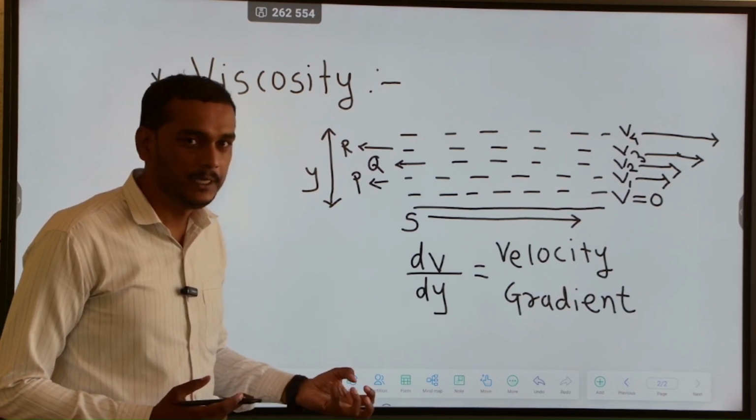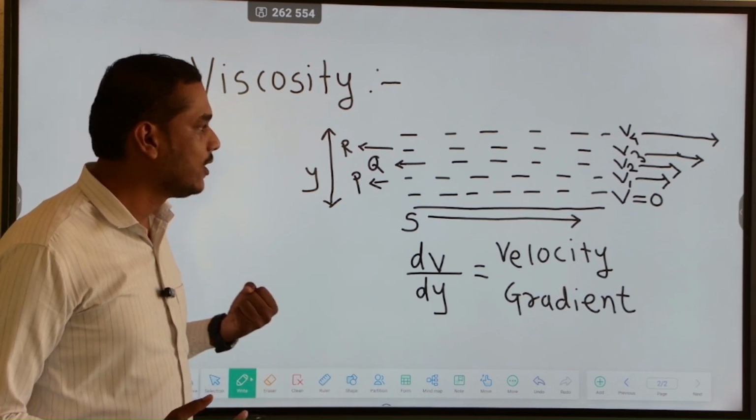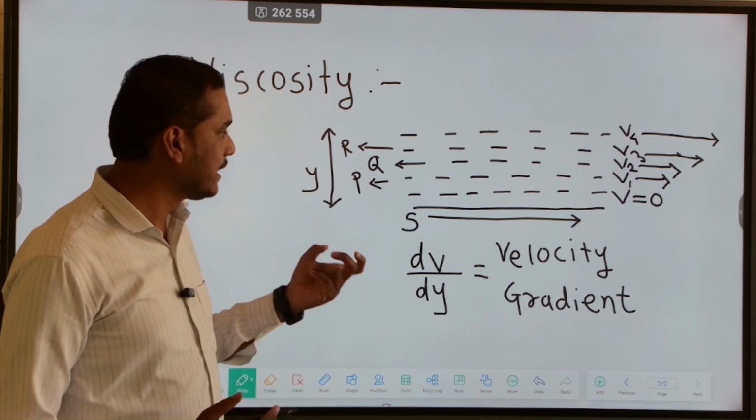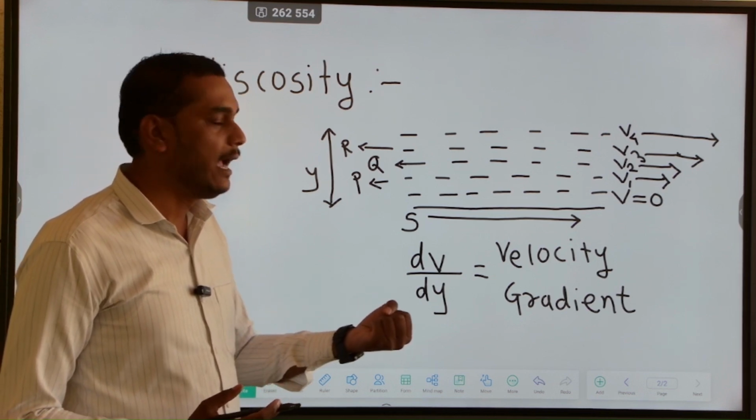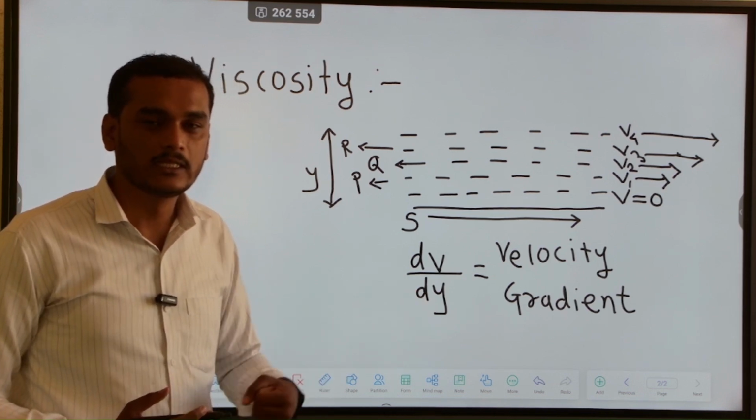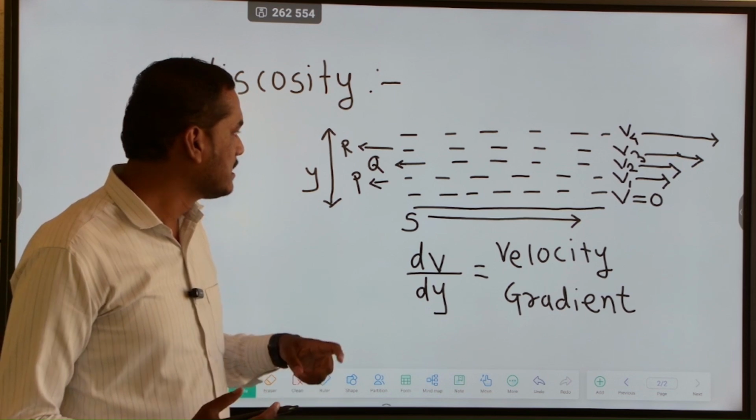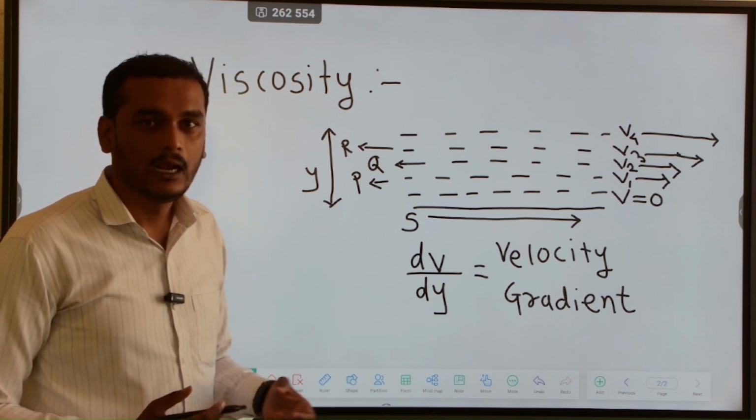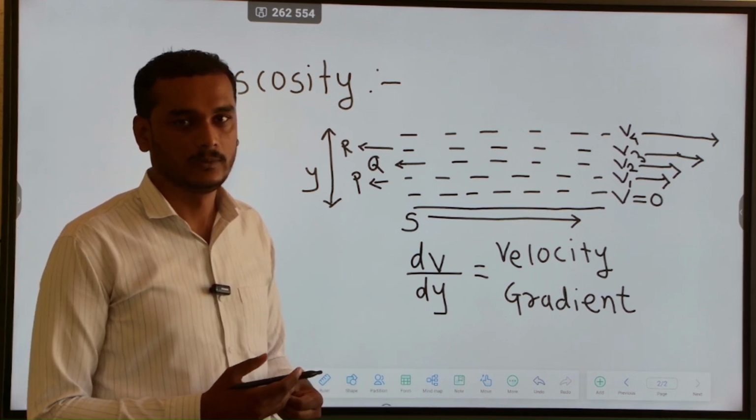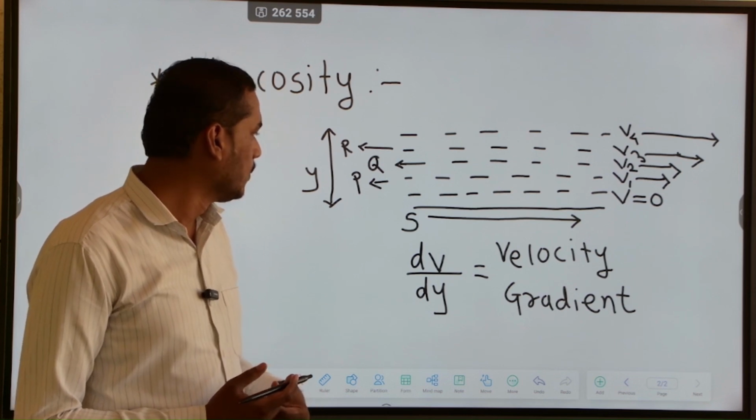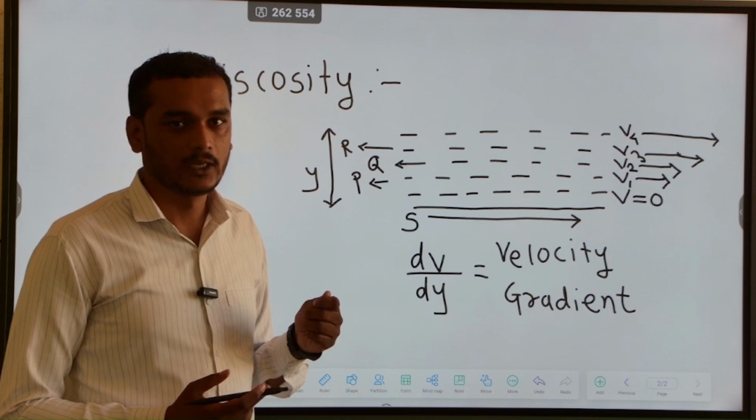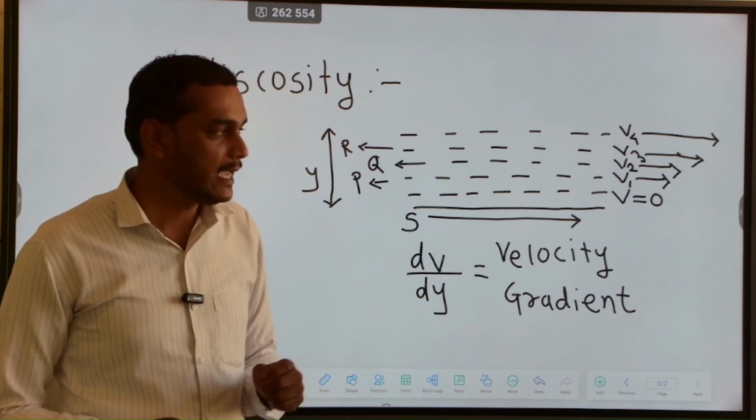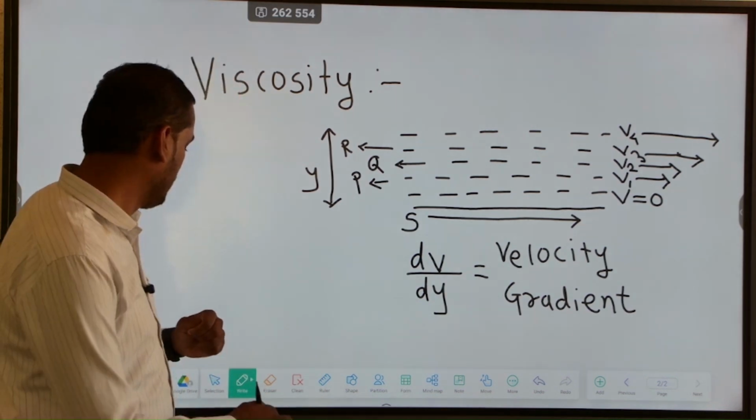Now layer P drags down. Since it has lower velocity than layer Q, it slows its motion, and this drag force is known as viscous force. Similarly, layer R tries to increase the velocity of layer Q. Hence, two opposite forces act on layer Q.